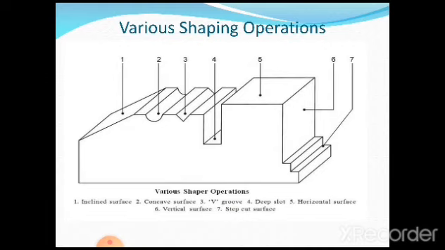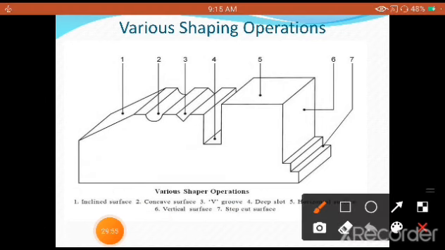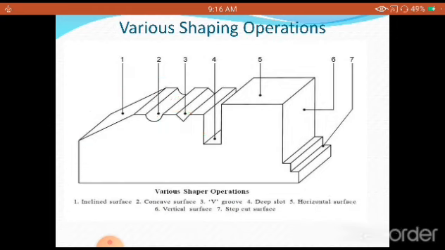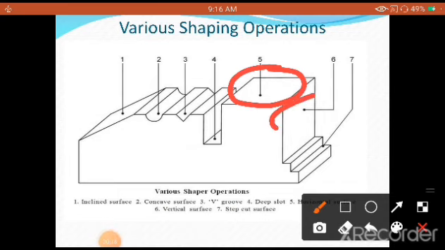Now, as you are going to see on the screen, this is a brief conclusion about the shaper operations, because we want to understand how many operations can be carried out very easily on a shaper. The first one is an inclined surface, the second one is a contoured surface, and the third one is a groove, which you are going to see here. This is a type of groove which is produced, and this is a deep slot which can be produced. The next one is a horizontal surface, which can be machined. This is a vertical surface which can be machined, and this is a step which can be machined.